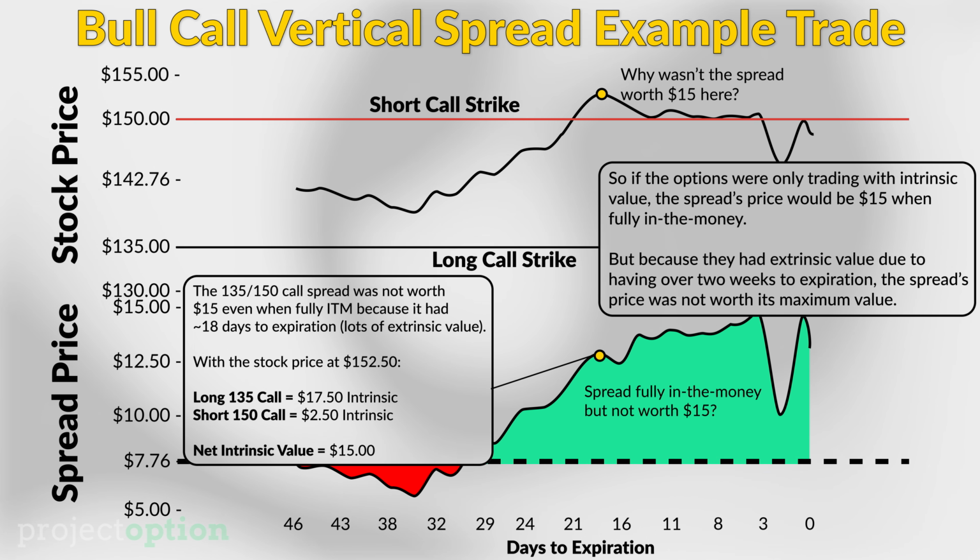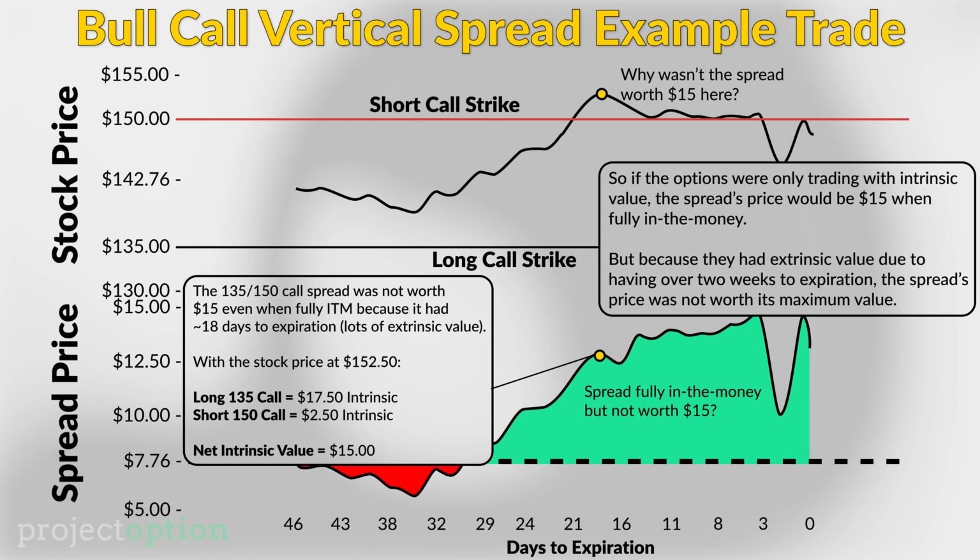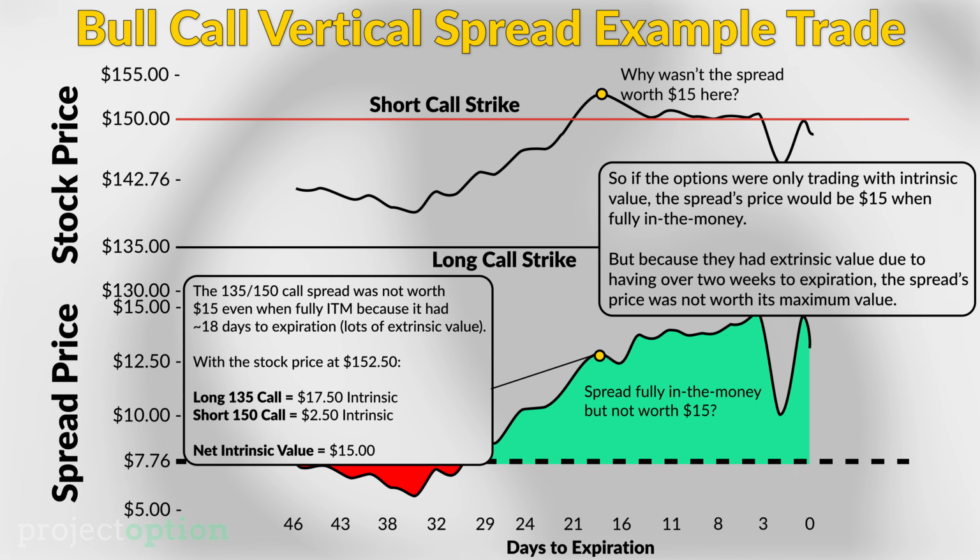If we just strip out the intrinsic value of these options, we can calculate that at a stock price of 152.50, the long 135 call has $17.50 of intrinsic value, while the short 150 call has $2.50 of intrinsic value. And therefore, the net intrinsic value of the spread is $15, which is its maximum potential value. And by net intrinsic value, I mean the intrinsic value that I own and subtracting out the intrinsic value that I don't own, or of the option that I'm short.